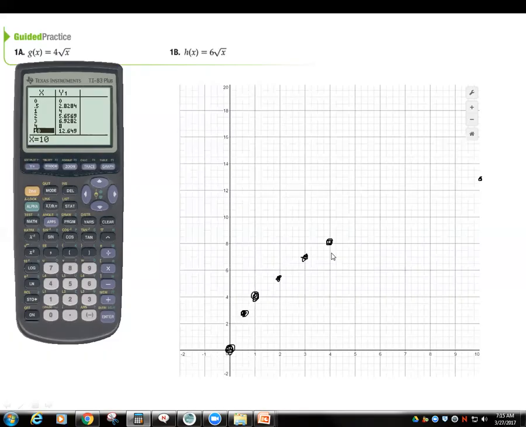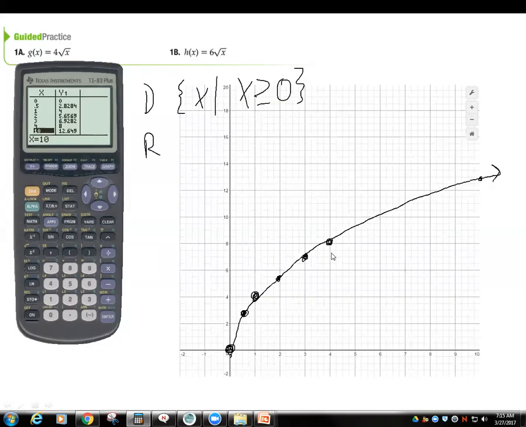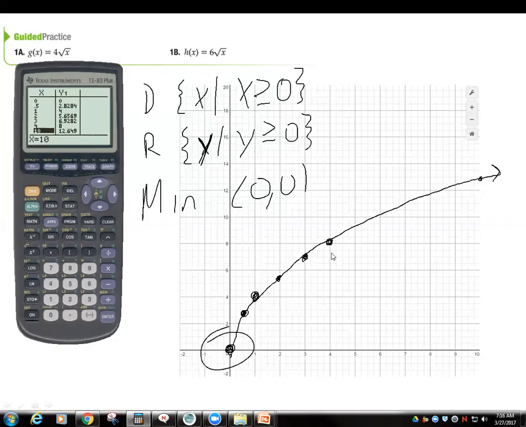Then we graph it with a smooth curve. The domain would be x such that x is greater than or equal to 0. Again, the range would be y such that y is greater than or equal to 0. It's increasing on the entire domain, and the minimum is at 0, 0. It's the lowest point on the graph right there.